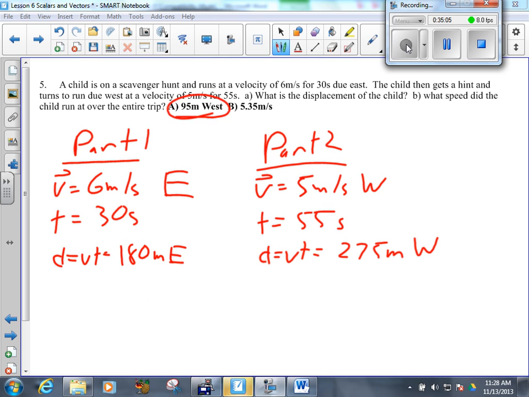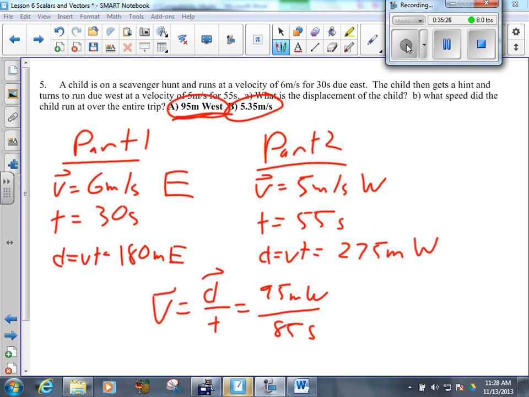Well, now total displacement over total time, 95 meters west over the total time, 85 seconds. Right? Total displacement over total time. So 95 meters west over 85 seconds. And that should give us 5.35 meters per second. Right?